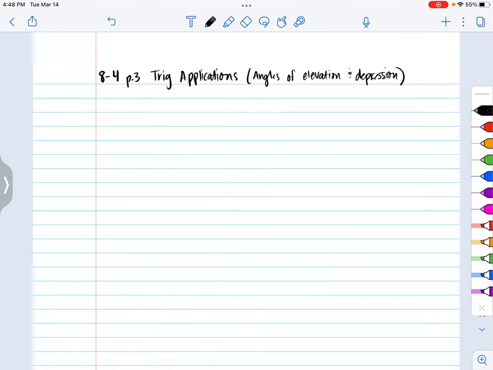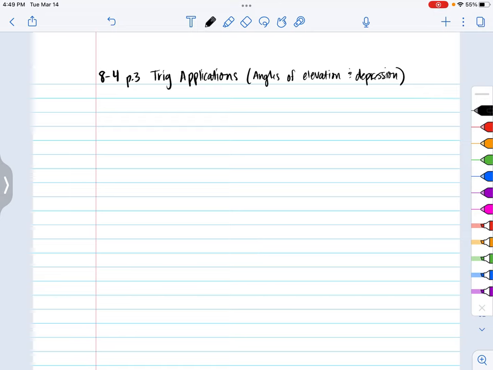Hello and welcome to our third installment of trigonometry, 8.4 part 3, trig applications. Today we're going to be seeing how we use trig in the real world, and we're going to be working with elevation and angles of elevation and depression.